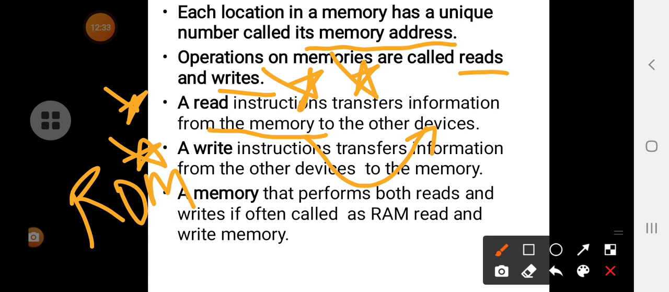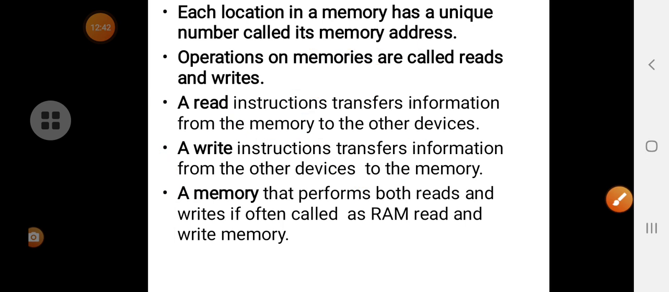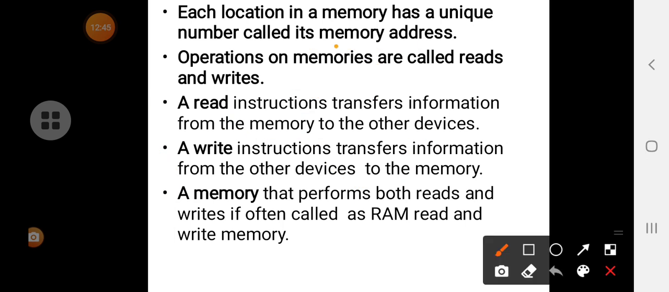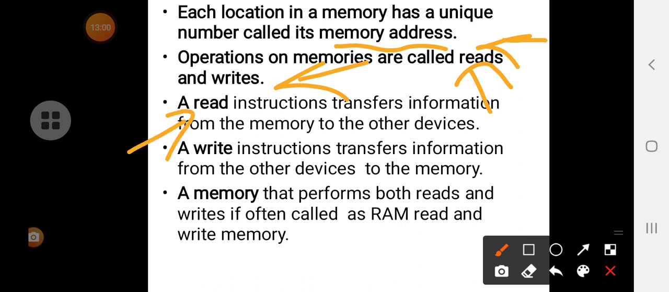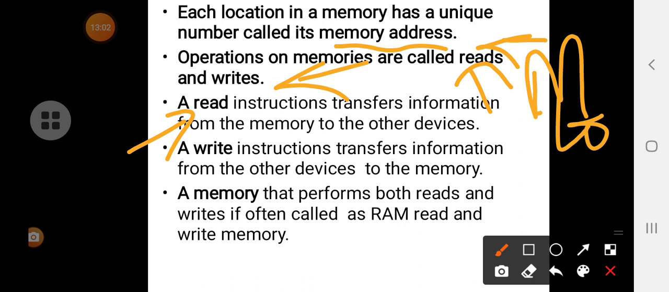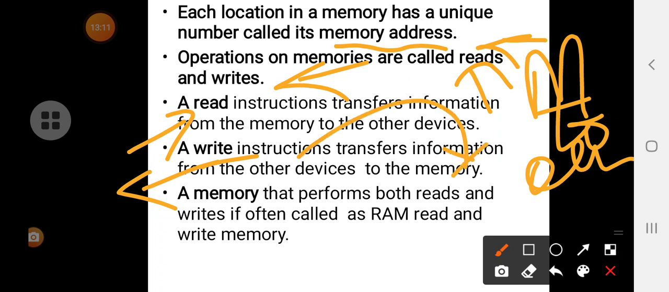But then also it is a prominent object in this computer environment. RAM has a memory address, that is, each memory location is given a specific number, which is called a memory address. It performs read and write operations. Read operation transfers information from memory to other devices, whereas write operation transfers information from other devices to the memory.